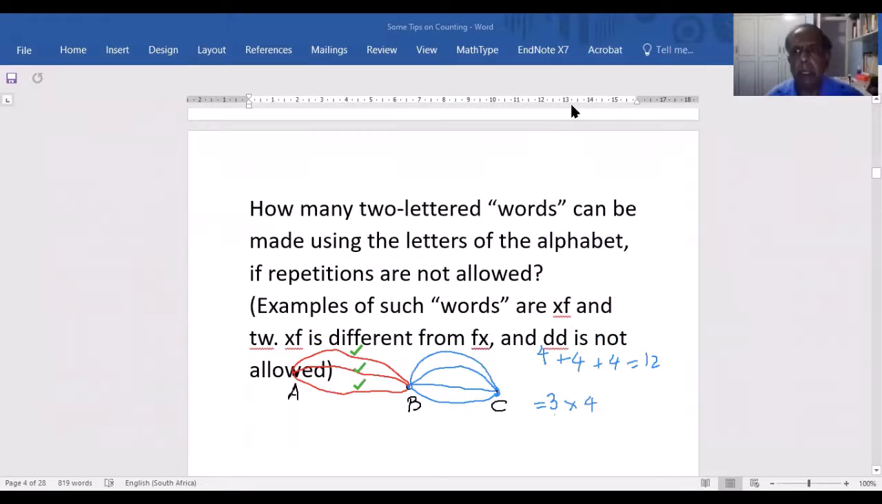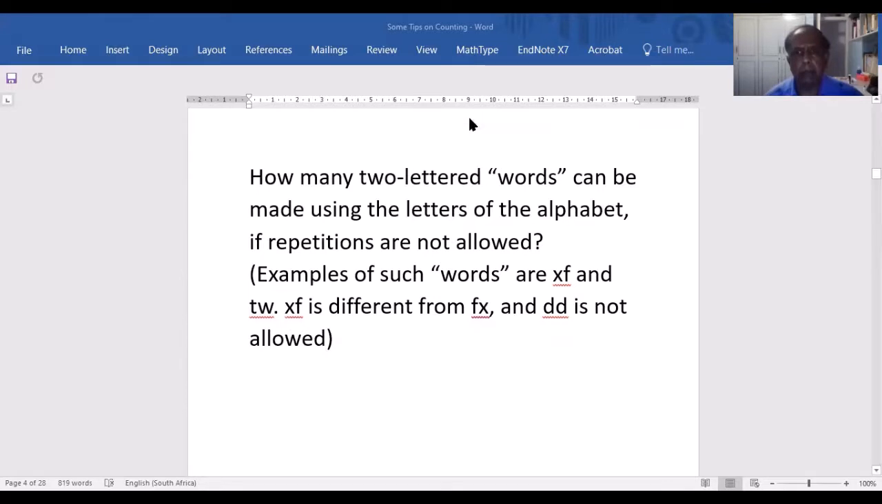And we have a slightly different problem here. How many two-letter words can be made using the letters of the alphabet if repetitions are not allowed? Now let's try to understand what this says.